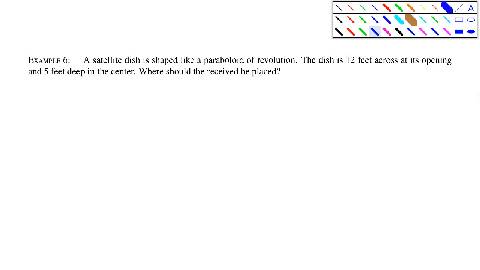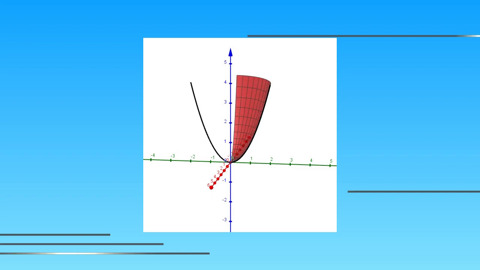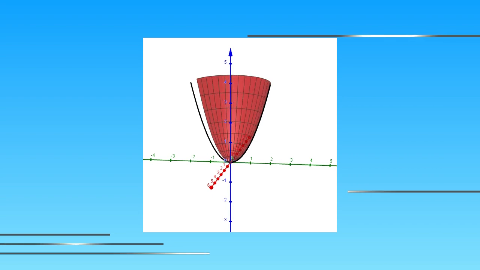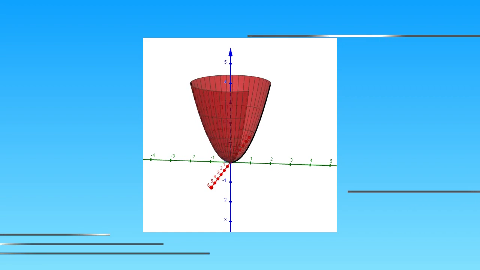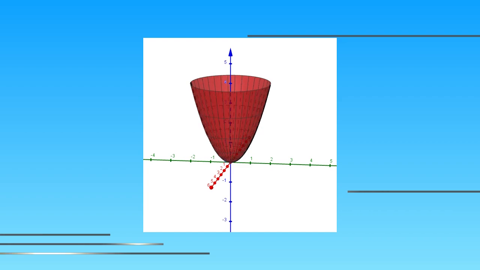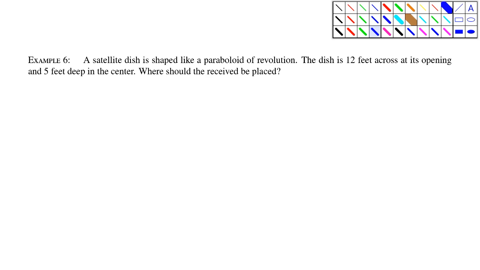Example 6. A satellite dish is shaped like a paraboloid of revolution. Paraboloid of revolution is just when you take a parabola and you spin it around its axis of symmetry. It spins in free space and it creates a little dish, just like a satellite dish, exactly what you think a satellite dish should look like. The dish is 12 feet across from its opening and 5 feet deep at the center. Where should the receiver be placed?